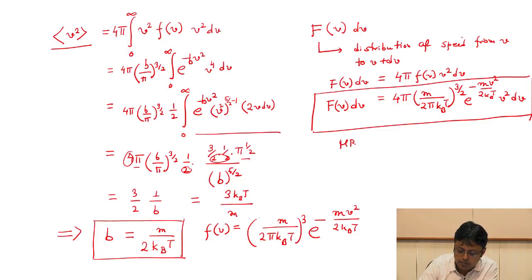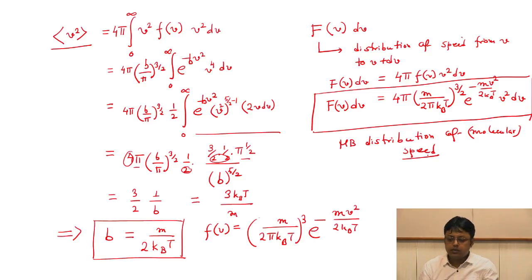So this is the Maxwell-Boltzmann distribution of molecular speed. It's not velocity again.